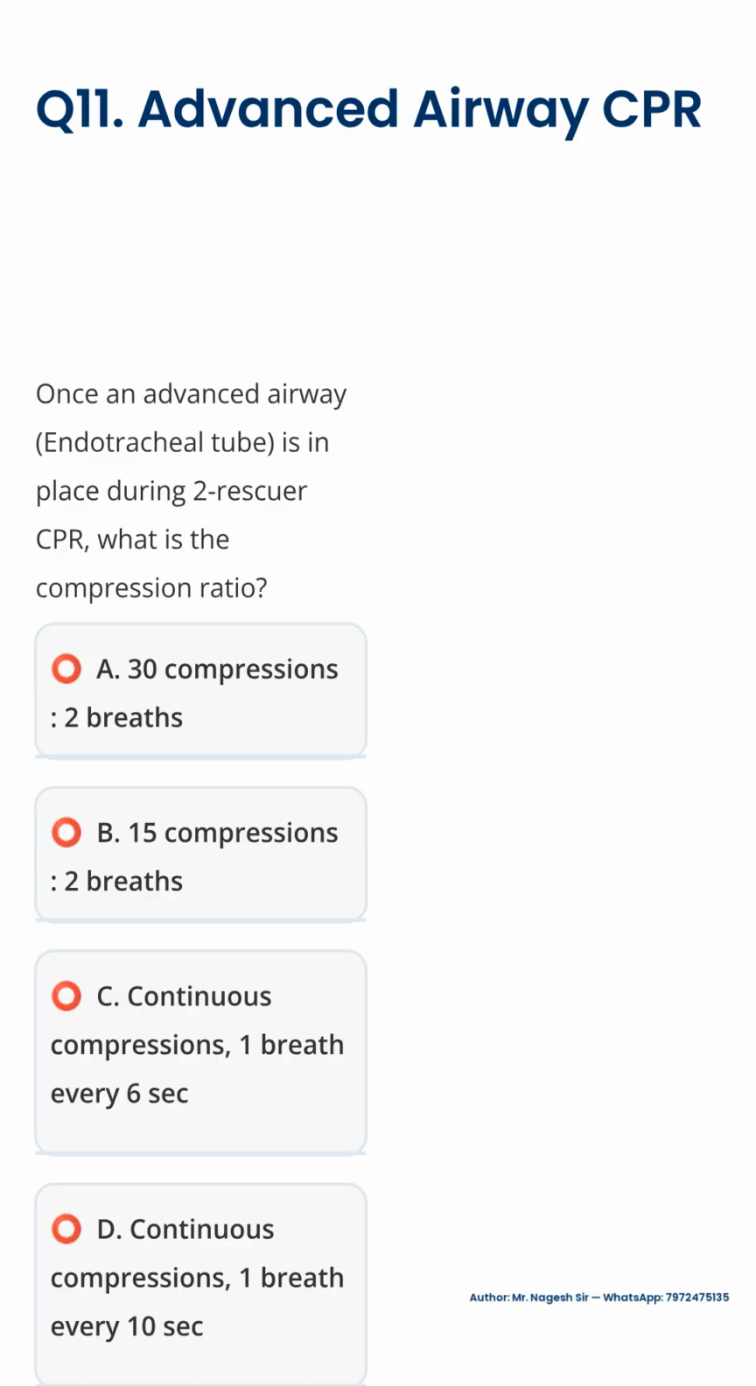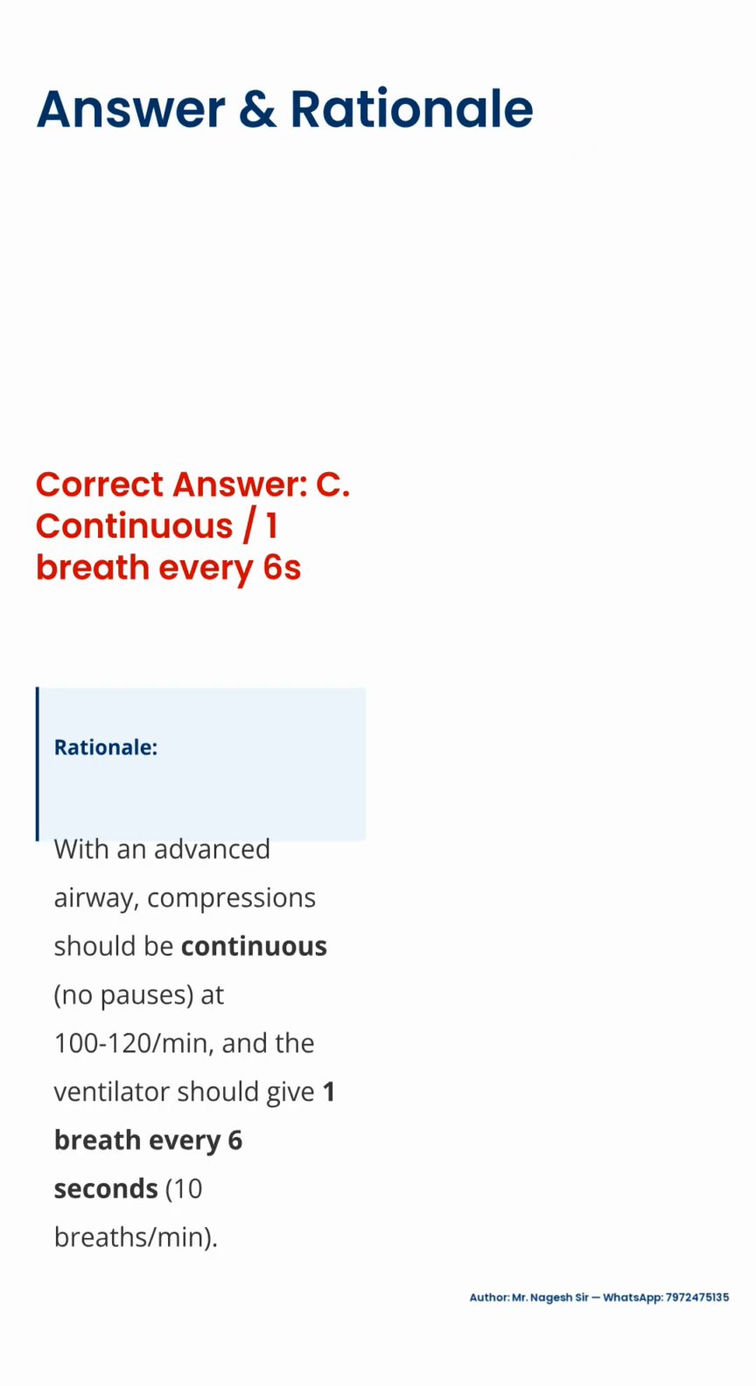Once an advanced airway is in place during 2 rescuer CPR, what is the compression ratio? The correct answer is C, continuous compressions, with 1 breath every 6 seconds. With an advanced airway, compressions should be continuous at 100 to 120 per minute, without pauses for ventilation.